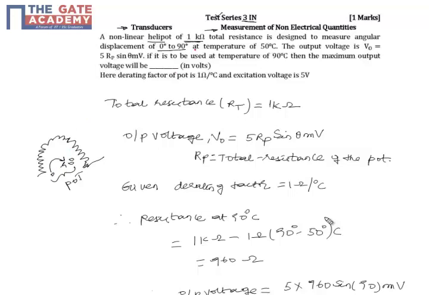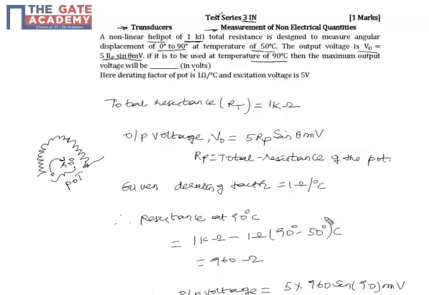So that is what is explained here. At a temperature of 50 degrees centigrade, the pot is maintained at 50 degrees centigrade, and the output voltage is given by the expression. This is very important: the output expression is 5 times Rp sine theta millivolts. The output is in terms of millivolts. If it is to be used at a temperature of 90 degrees centigrade, so this same setup is now moved to 90 degrees centigrade, what is the maximum output voltage in terms of volts?